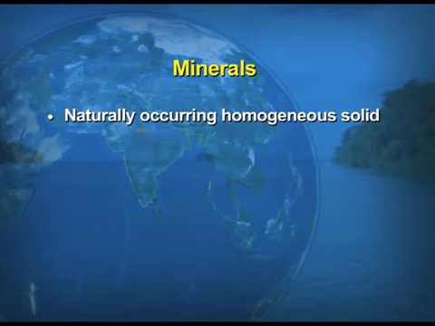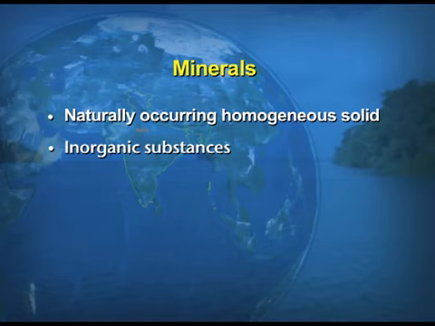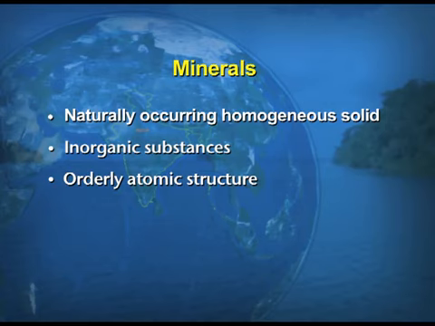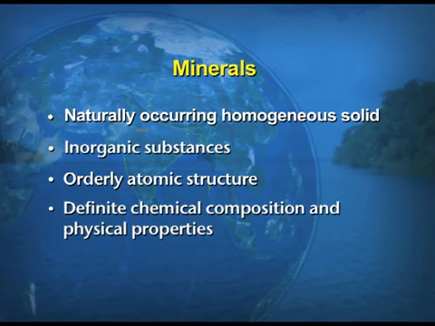Now, the question is how to define the word mineral. So, dear students, I am going to tell you only the four proper characteristics of the mineral that will help you to define the term mineral. Number one, minerals are naturally occurring homogeneous solids. Number two, minerals are normally inorganic substances. Number three, they have an orderly atomic structure.